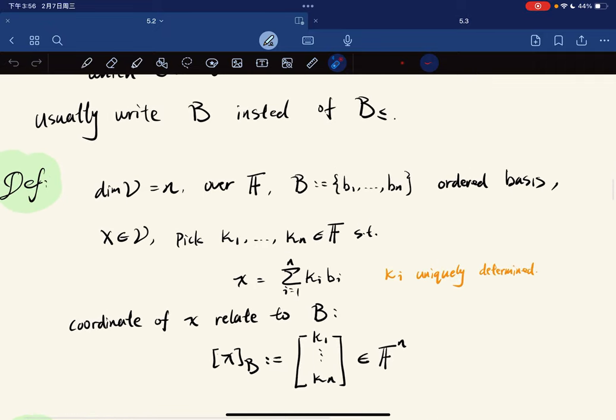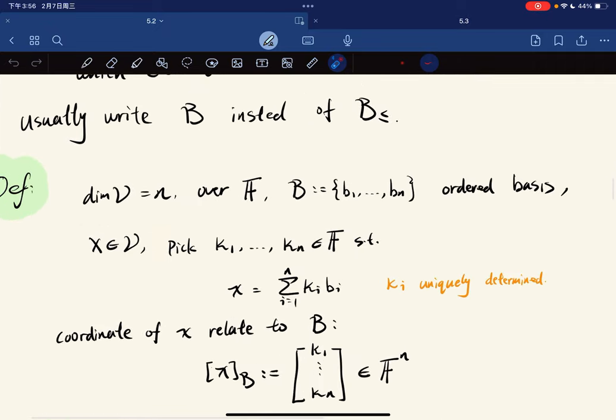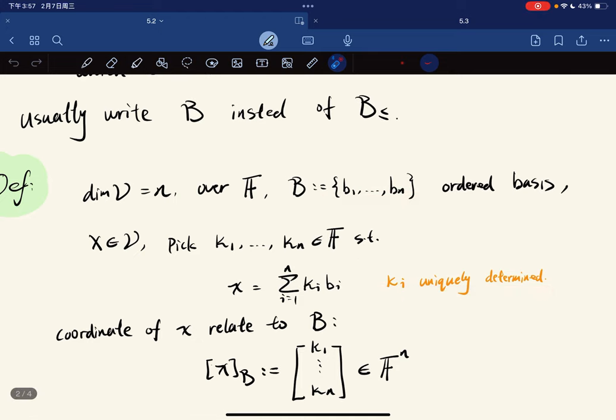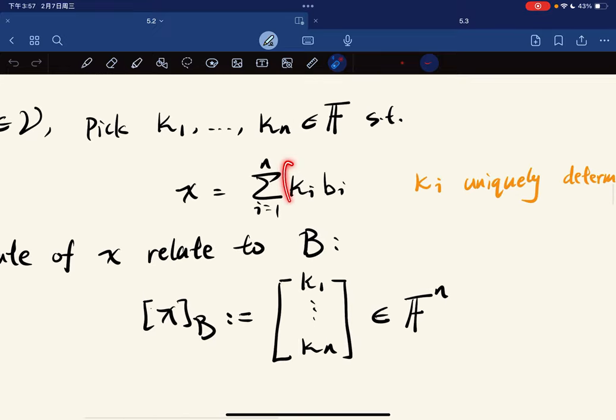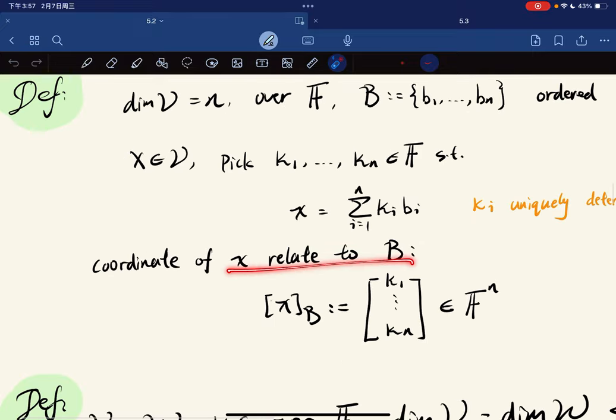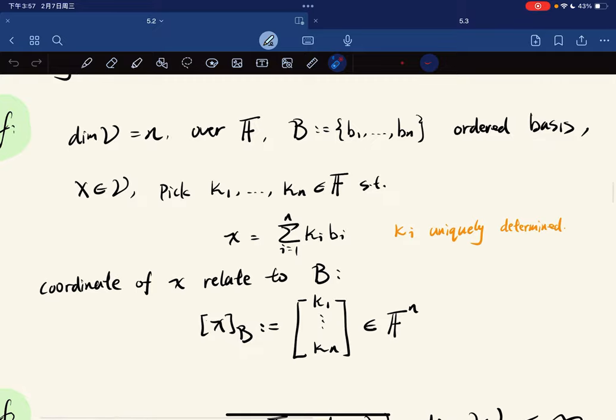So here's the definition. V is finite dimensional over a field F if you have an ordered basis for V. Now, for x in V, we pick kappas such that you can express x as a linear combination of the basis, and they're uniquely determined because it is a basis, right? Now, the coordinate of x related to B is defined as you just pick those kappas and arrange them as an element of F^n, okay? So the coordinate of x related to B is those.